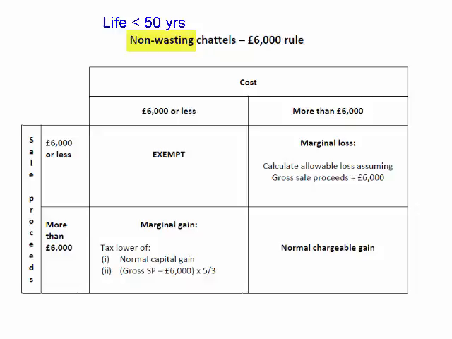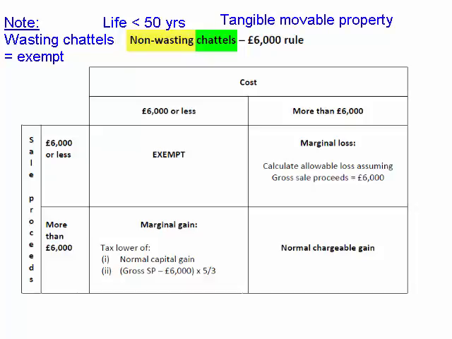So for example, a greyhound or a racehorse, which might well be sold at a profit, are not non-wasting chattels. They are wasting, and therefore they are actually exempt from CGT. Chattels can be defined as tangible, movable property. So the best example of things which are not chattels would be anything intangible, such as shares, and anything not movable, such as land and buildings. Most other assets that are owned by an individual will be chattels.